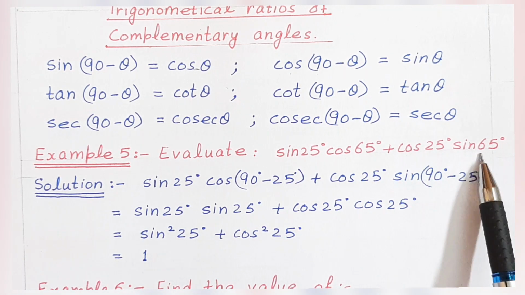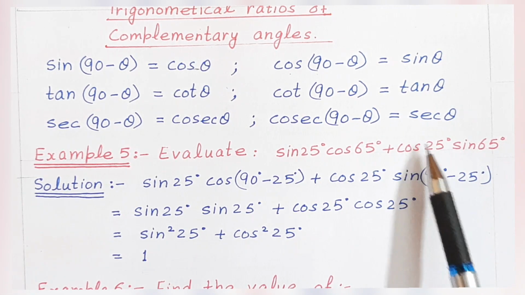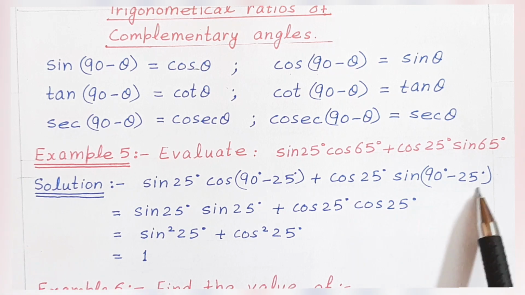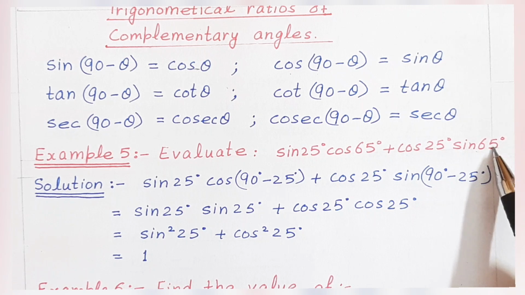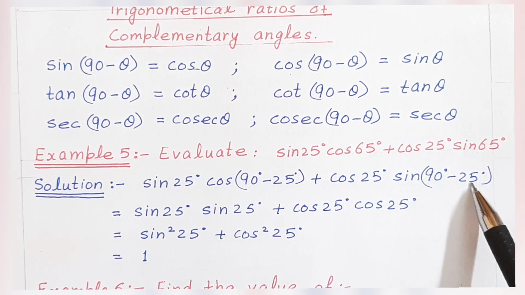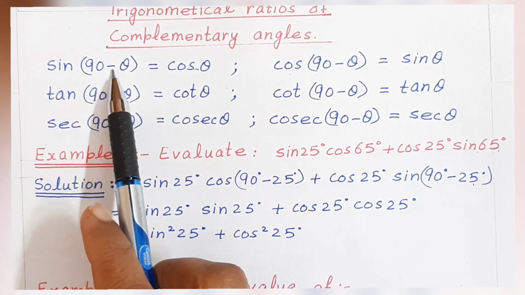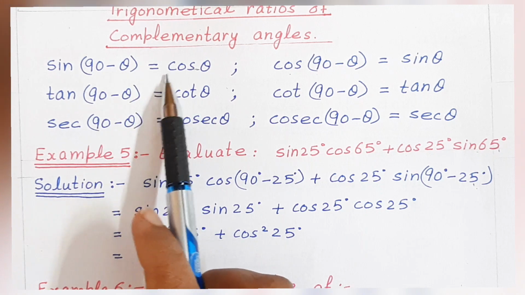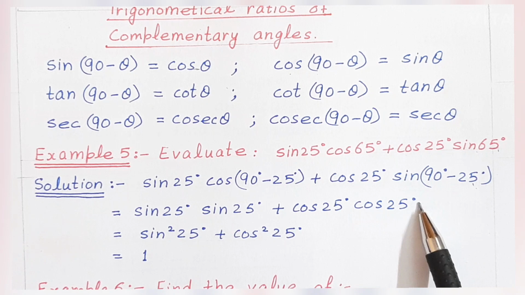Now, see cos 25 and sin 65. Let's keep cos 25 as it is and let's make changes in sin 65. So, sin 65 is, now 65 is 90 minus 25. So, sin 90 minus 25 degree is equal to cos 25 degree. So, that's why it is cos 25.